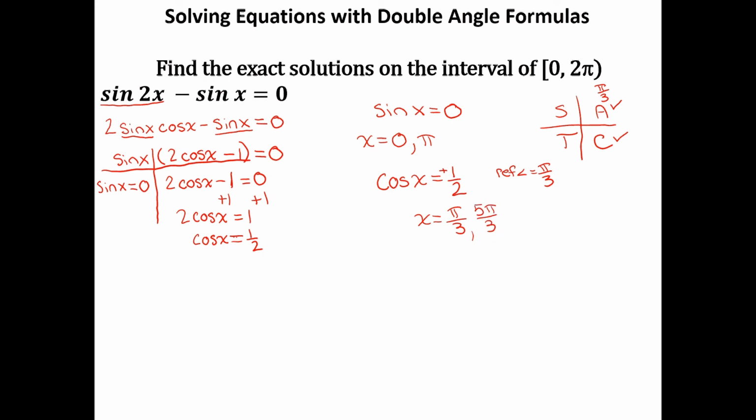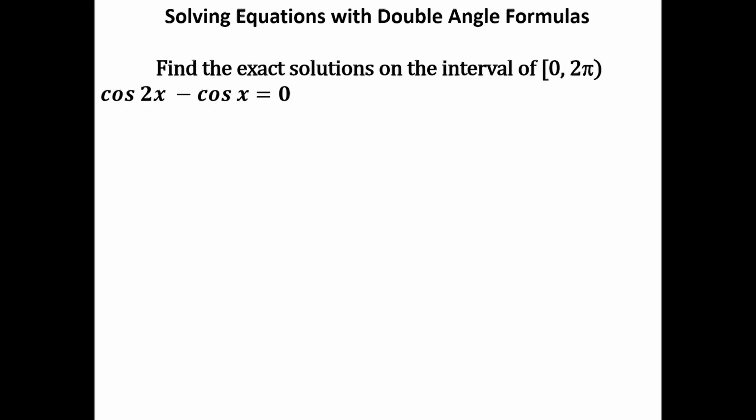So our answers in this case are 0, pi, pi over 3, and 5 pi over 3. Now that was a pretty simple example because there's nothing really crazy algebraically. But if we take a look at our next one, it's going to get a little bit trickier. The cosine of 2x minus the cosine of x equals 0.